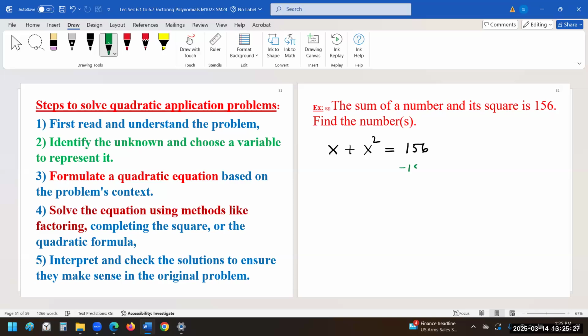We subtract 156 from the right to the left, and then we just reorder them. So we get x squared plus x minus 156 equals 0. And now we are very happy. We got a nice quadratic equation. We know how to solve a quadratic equation, right? So how do you proceed to the next step?